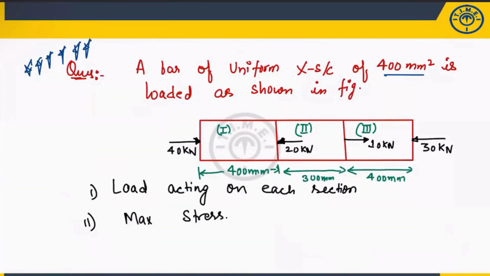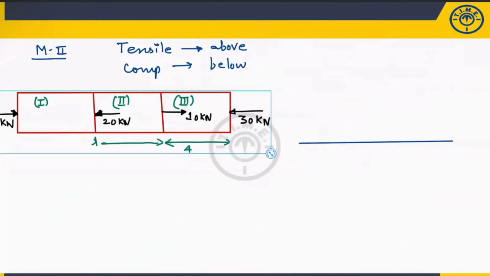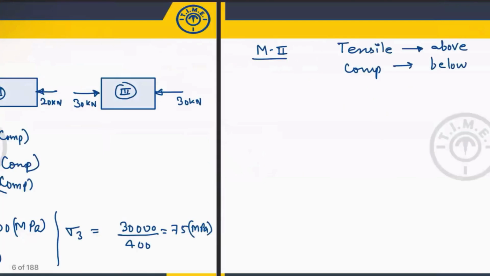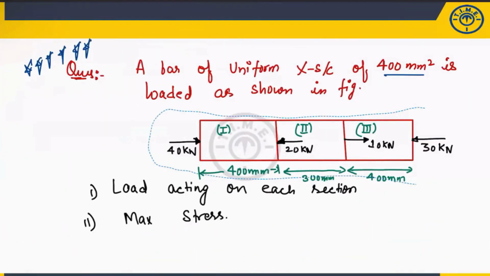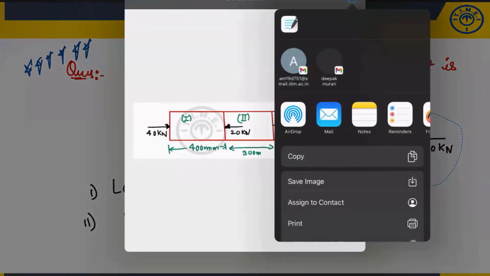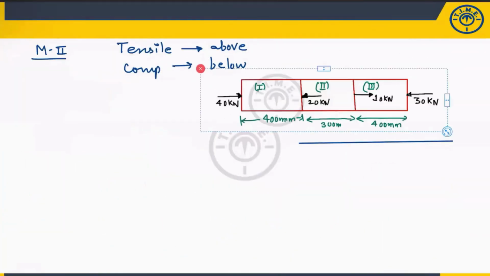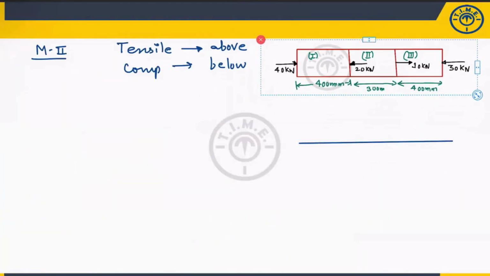So let me take this figure first so that it will be easy to understand. Now see, first of all, I will mark the points. Let us suppose this is A point, this is B point, this is C point, this is D point. Okay, this is A, this is B, this will be C, and this is D.